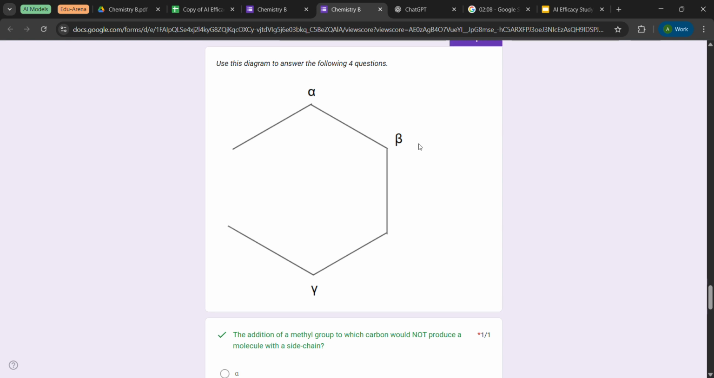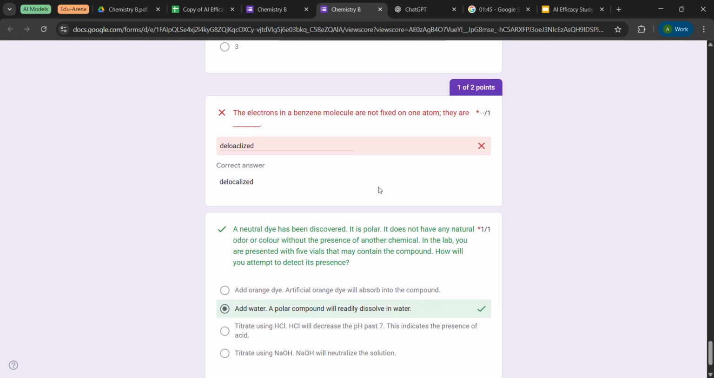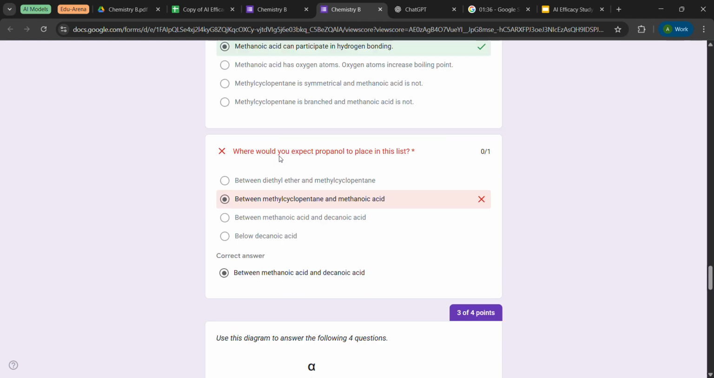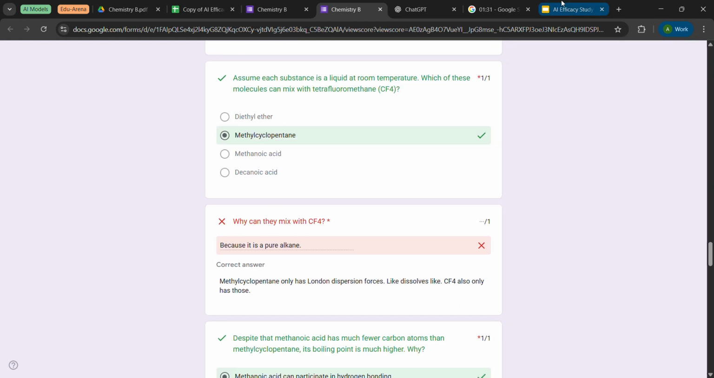Why would all produce the same molecule? This is at number 3. 1, 2, 3, 4. 1, 2, 3. 1, 2, 3, 4. 1, 2. I have no idea with this. Delocalized. Oh, come on, it's a spelling mistake. Okay, so that is the result. Now let us see what we have to do next.